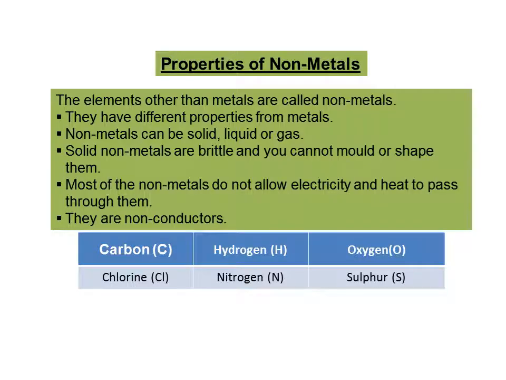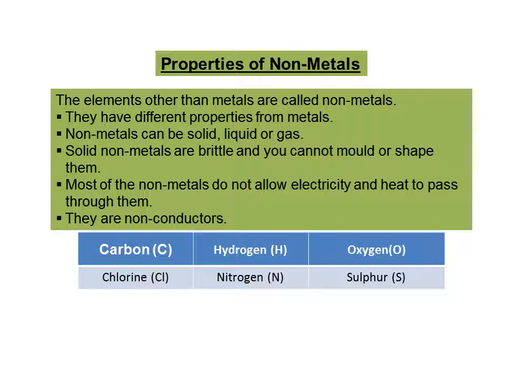So the remaining 30% of elements in the periodic table are the non-metals, which have entirely opposite characteristic features as compared to the metals. Non-metals are such elements which are not metals. Non-metals can be solid, liquid or gas, because even non-metals are elements and elements are types of matter. Therefore, non-metals also exist in three states: liquid, solid or gas. Solid non-metals are brittle and you cannot mold or shape them.